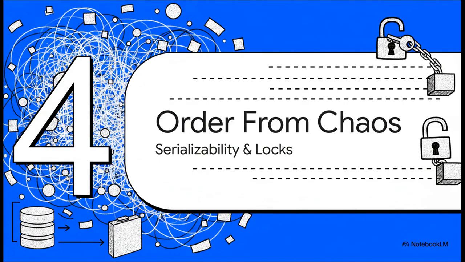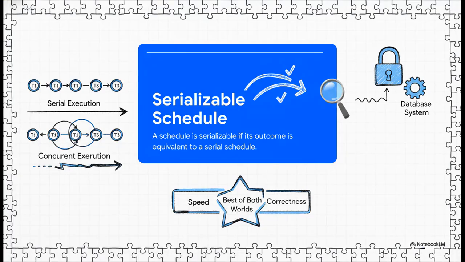So the ultimate goal here is to get the blazing speed of a non-serial schedule, but with the rock-solid safety of a serial one. And to do that, to bring order to all this chaos, we need two key ideas: serializability and locks. Serializability is basically the holy grail of concurrency. It's a guarantee. It says that no matter how you jumble up and interleave the steps of all your transactions, the final result will be exactly the same as if you had just run them one by one in some order. We get the speed of doing things all at once with the correctness of doing them one at a time. It is literally the best of both worlds.